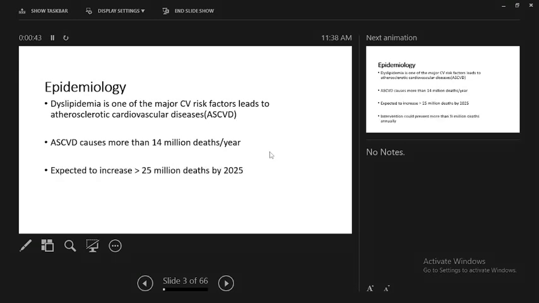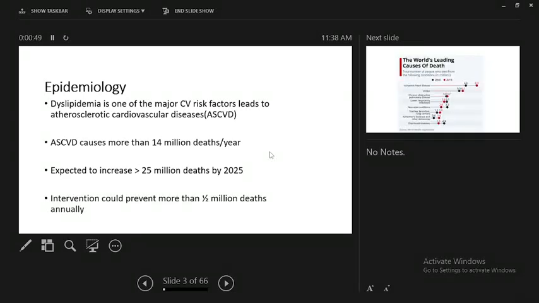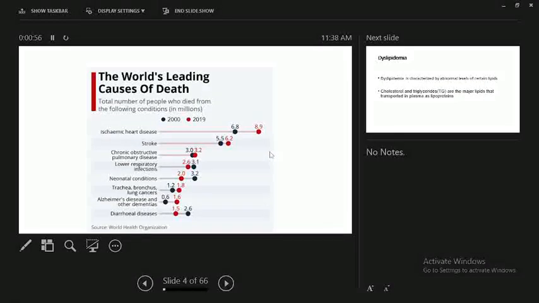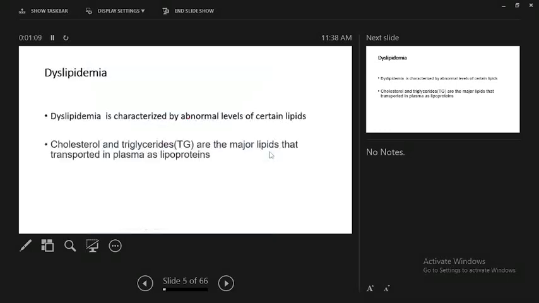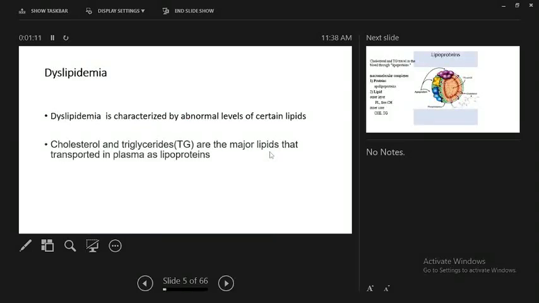We know that ASCVD causes 14 million deaths annually, and it is expected to rise to more than 25 million by the year 2025. Interestingly, intervention could prevent more than 500,000 deaths annually. You can see in this chart that cardiovascular diseases, ischemic heart disease and stroke, are the main leading causes of death in 2000 as well as 2019.